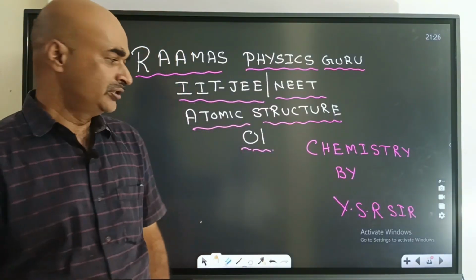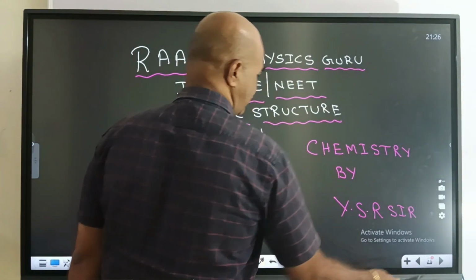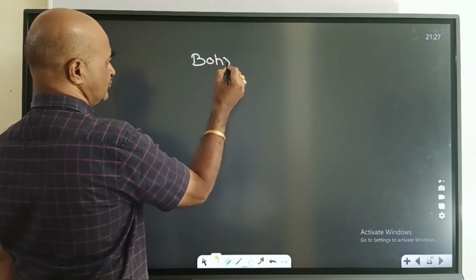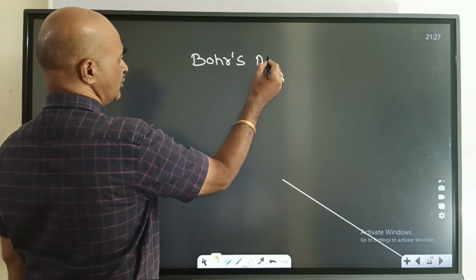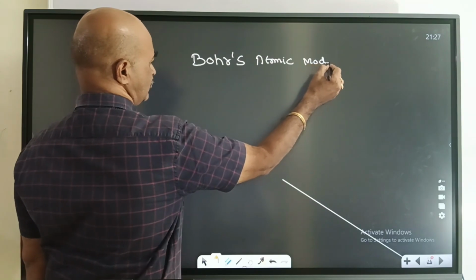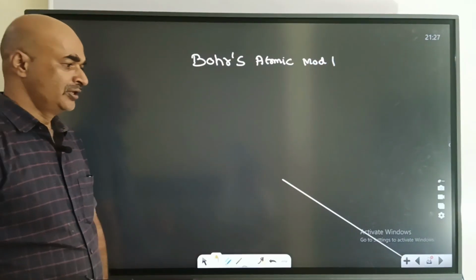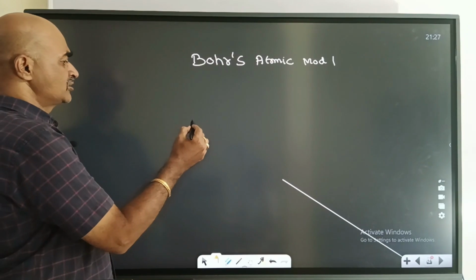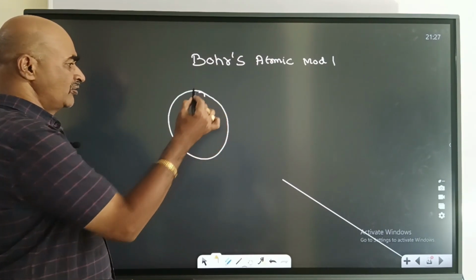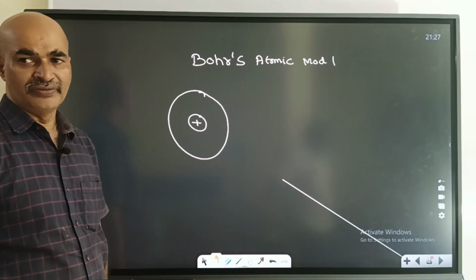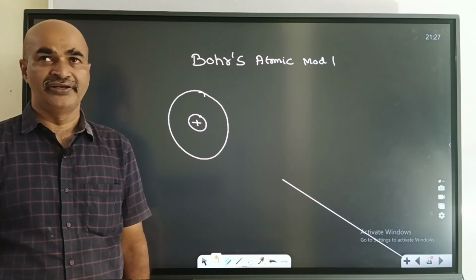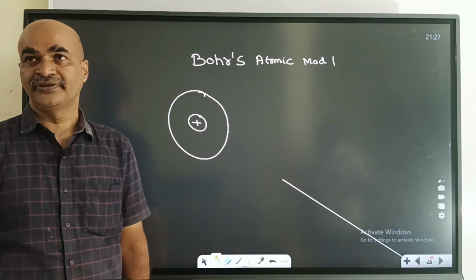In atomic structure, the important one is Bohr's atomic model. According to Bohr, electrons revolve around the nucleus in fixed orbits.